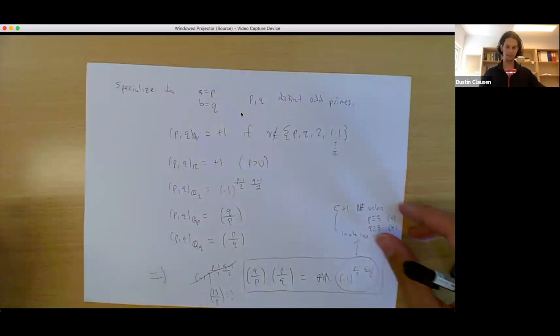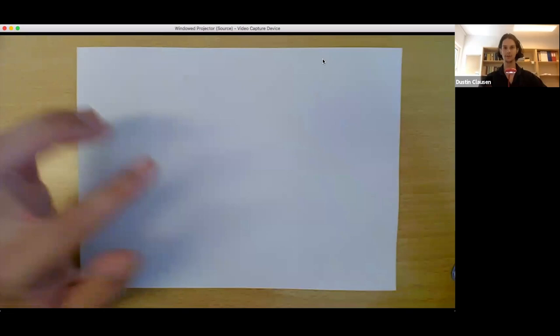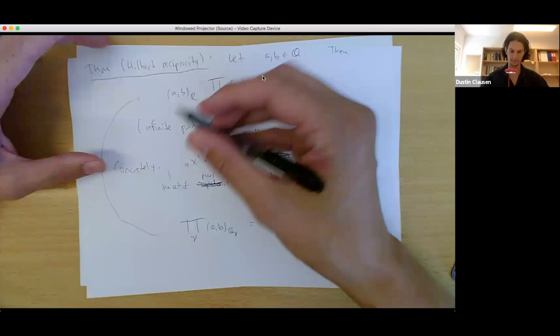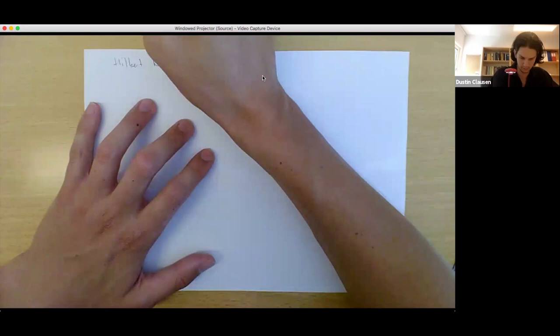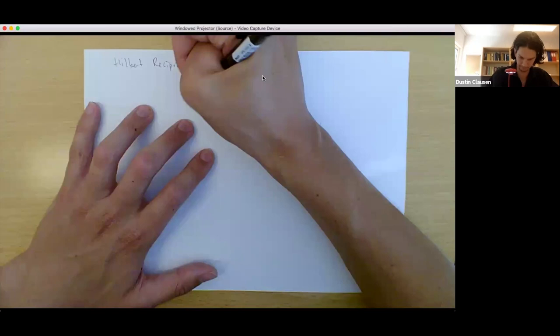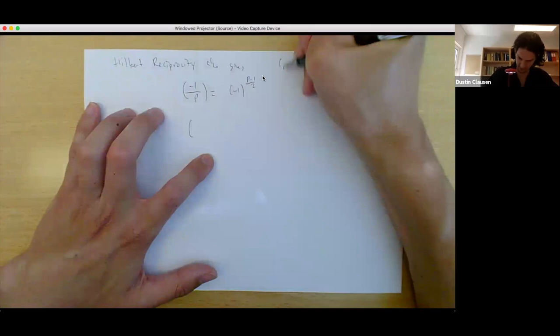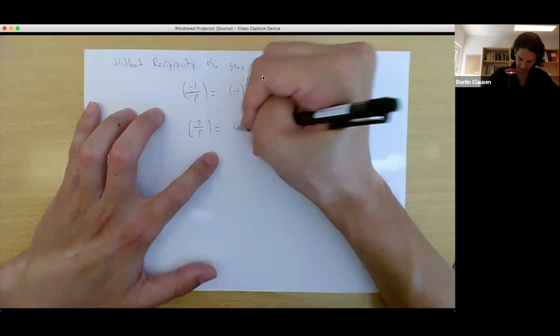Okay, but we can actually get more than this. This doesn't just have quadratic reciprocity. It also contains the two so-called supplementary laws for quadratic reciprocity. Quadratic reciprocity doesn't tell you anything about the prime two, and it also doesn't tell you anything about signs, so plus and minus one. So Hilbert reciprocity also gives that (-1/P) is (-1)^((P-1)/2), where P is again an odd prime, and (2/P) is equal to (-1)^((P^2-1)/8).